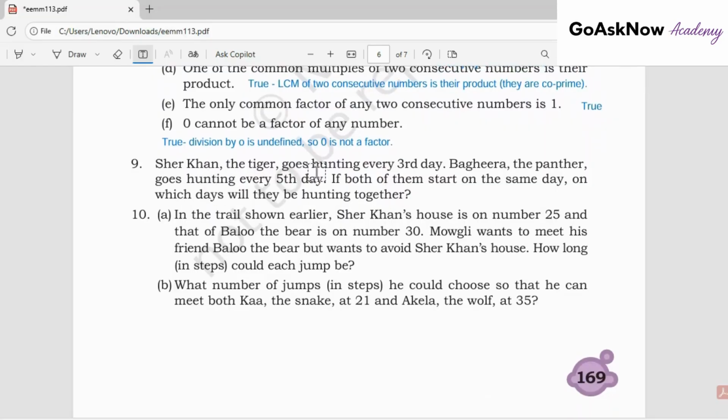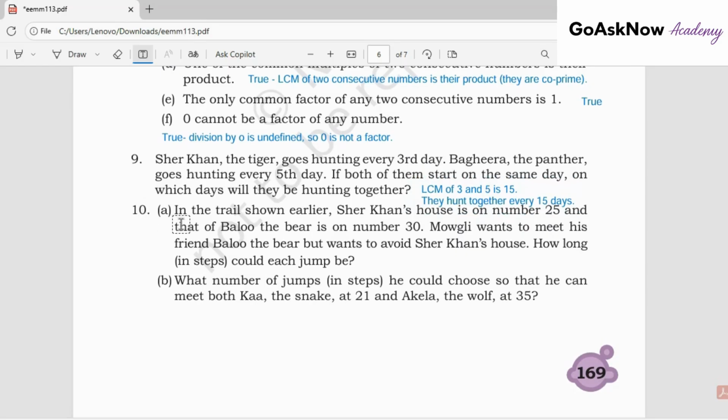Next, 9th question. Sher Khan the tiger goes hunting every third day. Bagheera the panther goes hunting every fifth day. If both of them started on the same day, on which day will they hunt together? Now let us calculate: the LCM of 3 and 5 is 15. They hunt together every 15 days.